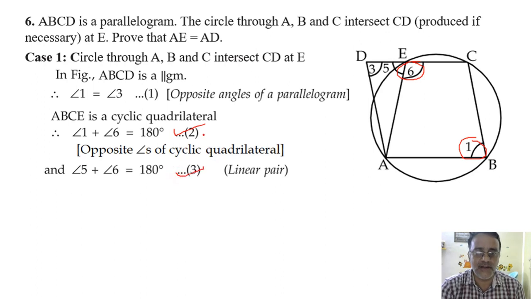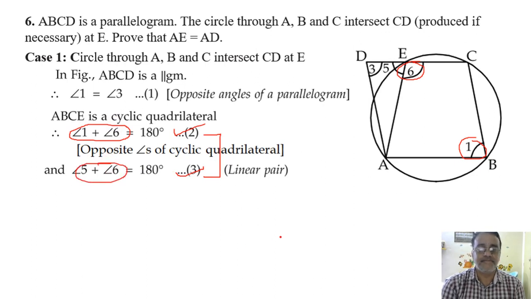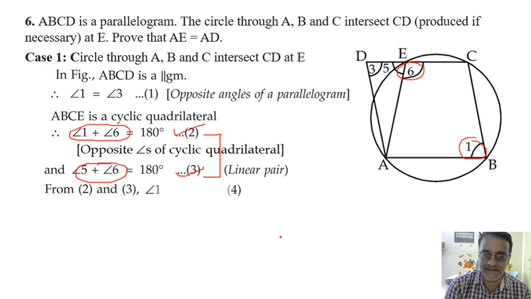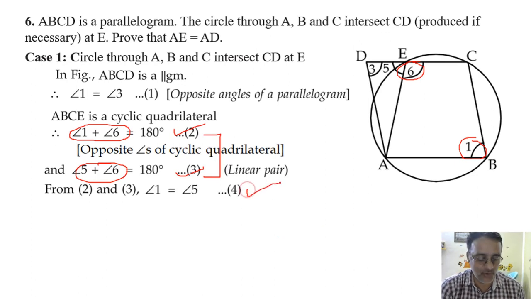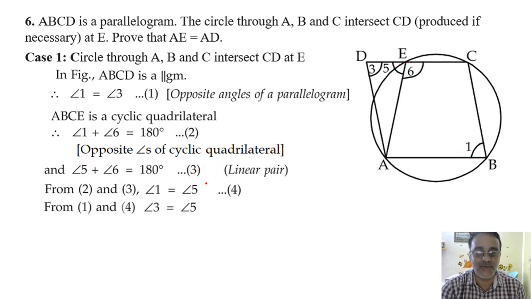Now from equations 2 and 3, what can you conclude? Angle 1 is equal to angle 5. From equations 2 and 3, we conclude that angle 1 is equal to angle 5. Clear? Yes, sir. So let it be equation number 4. But angle 1 was equal to which angle? Angle 3. So if you compare these two, what can you conclude? Angle 3 is equal to angle 5. Right, angle 3 is equal to angle 5.